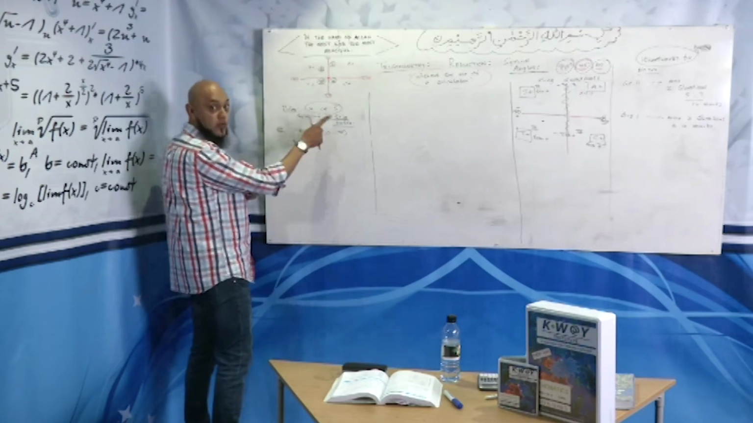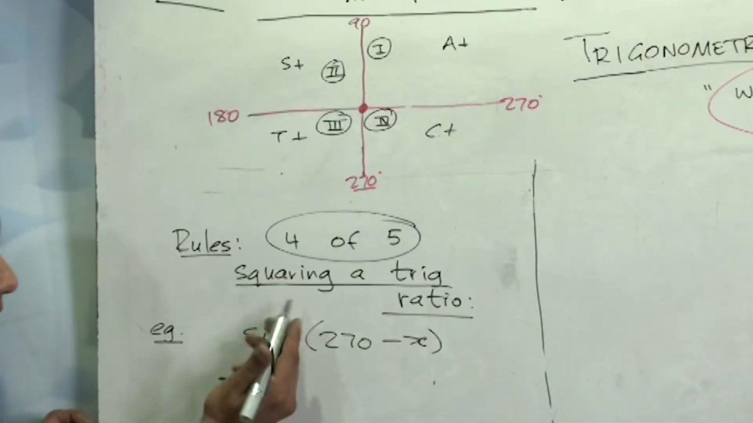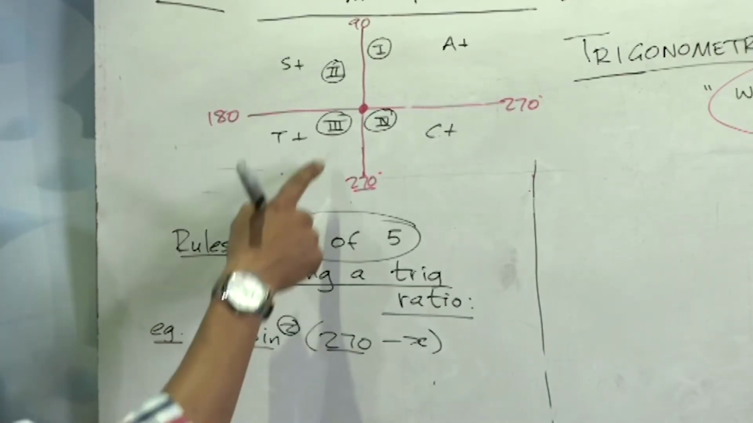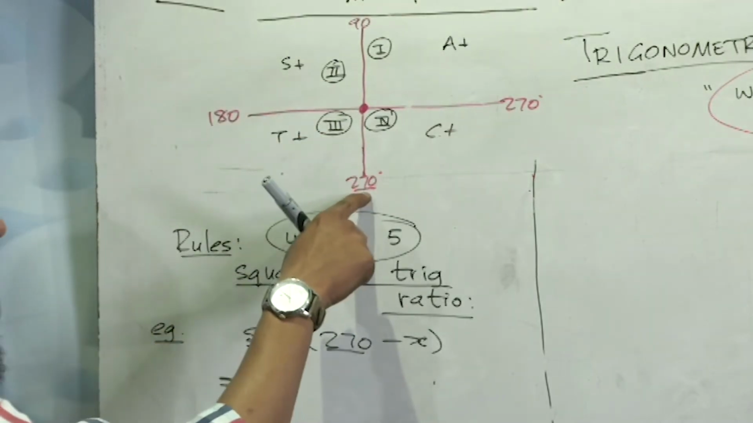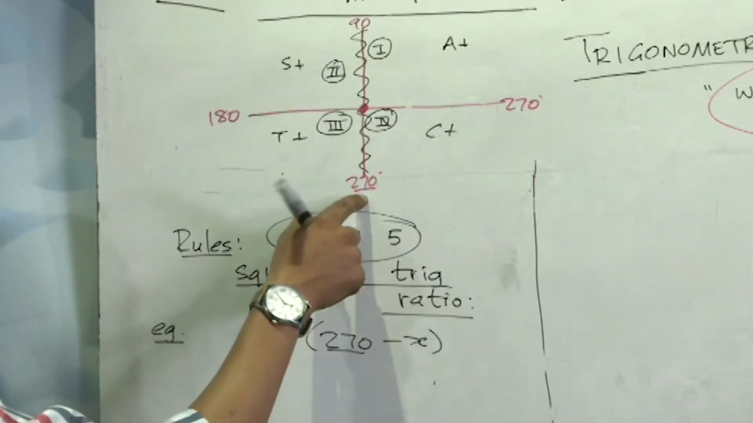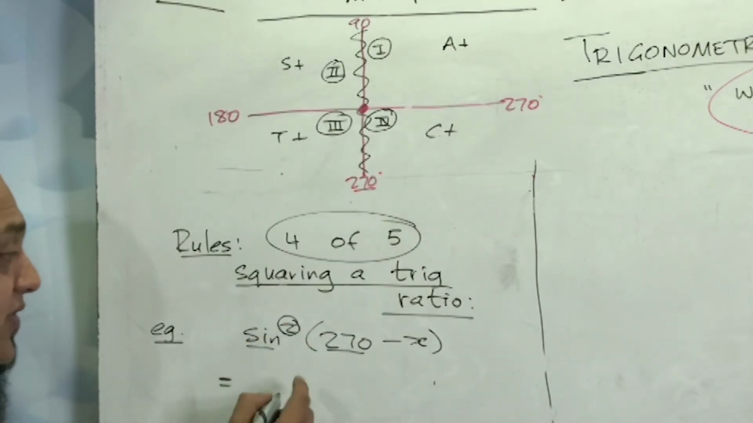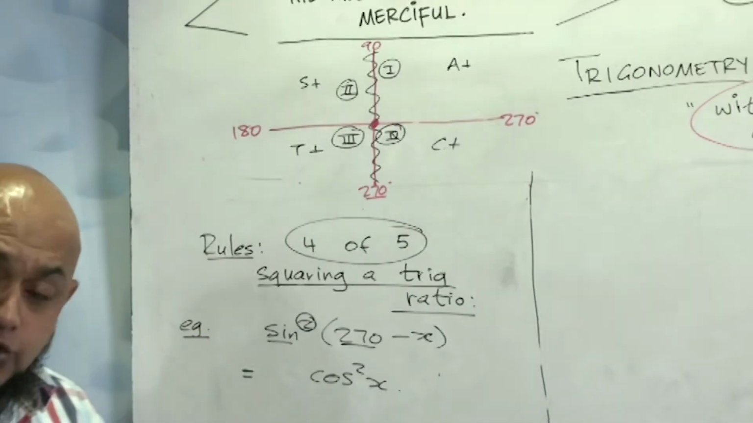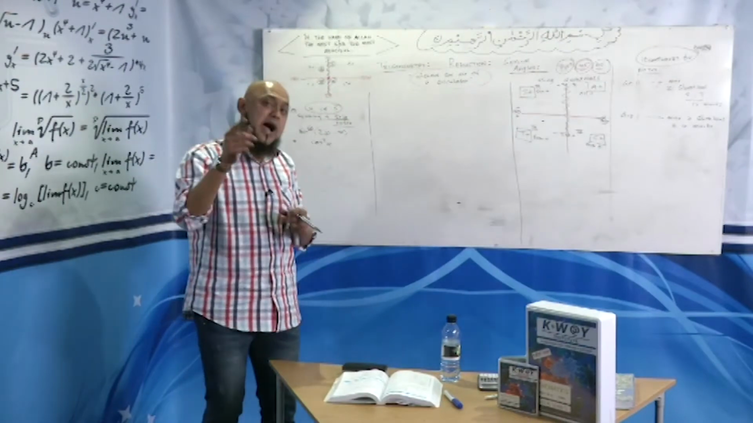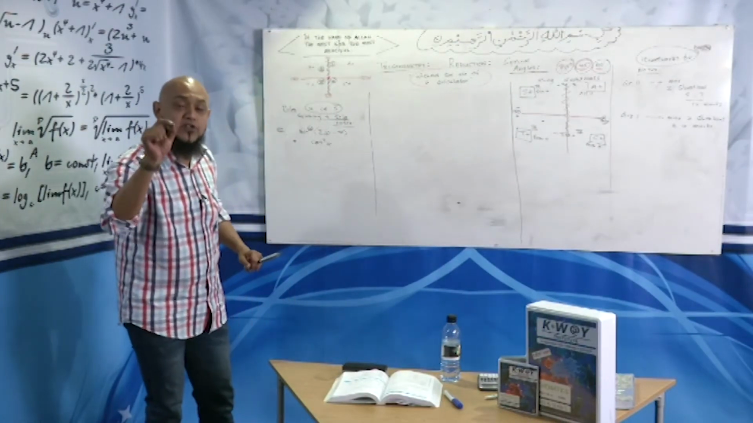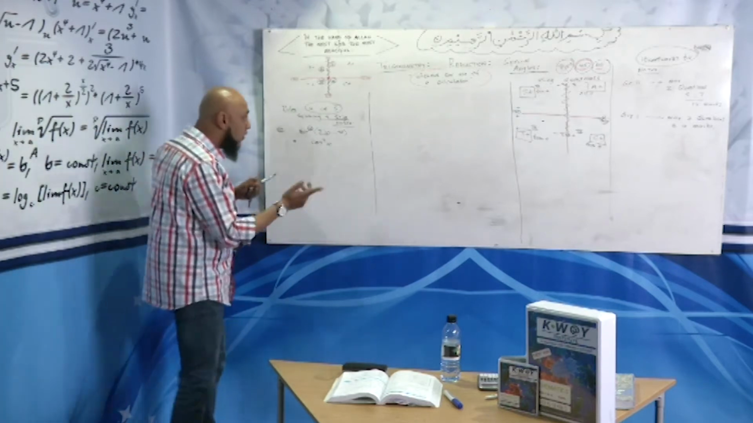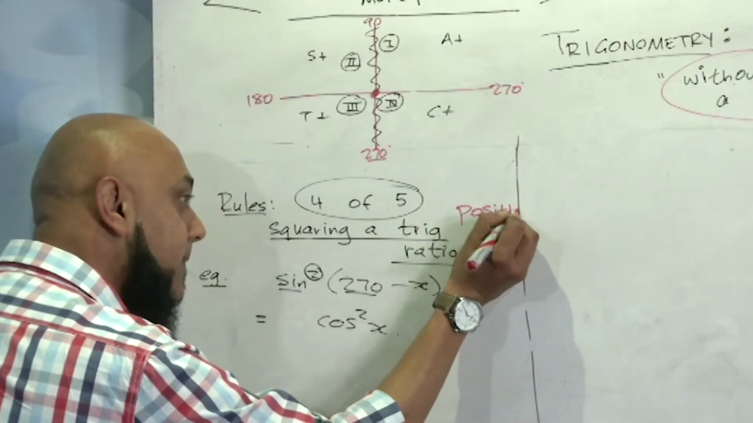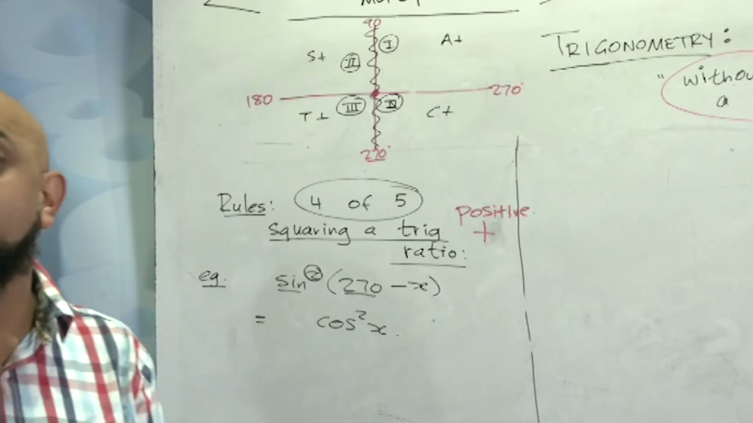So, rule 4-5. Squaring a trig ratio. Now, sine 270. We know that from our previous rule, at 90 and 270, the name changes. So, sine squared 270 will change to cos squared x. That's it. Now, when you are squaring it, do I need to check whether it's positive or negative? No. Why? Anything squared is always positive. So we don't need to check the quadrant because anything squared is positive.